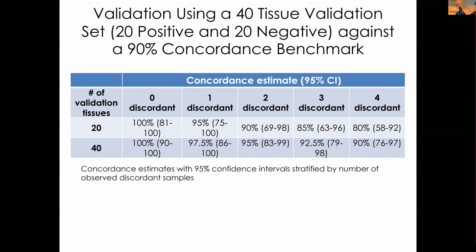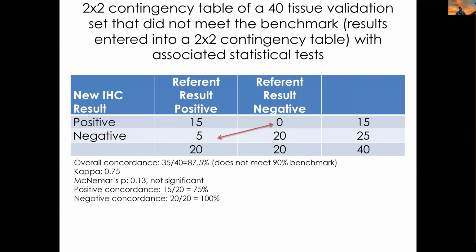And we'll show you here a sample validation study. So here's a 2x2 table of a 40 tissue validation set that did not meet the benchmark. So instead of having 4, it had 5 results that were outliers. And that meant that the concordance was 87.5%, and that this would fail.